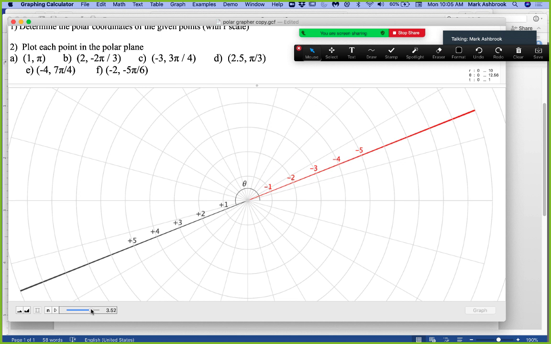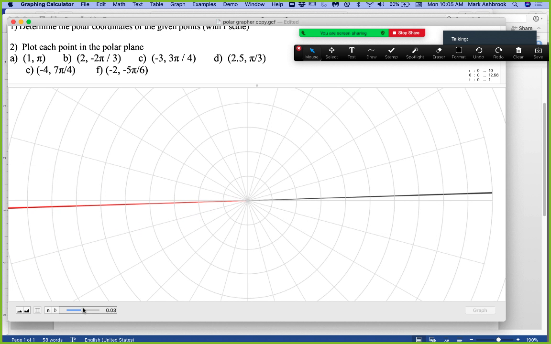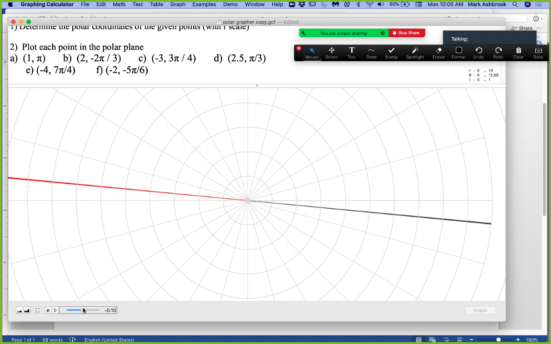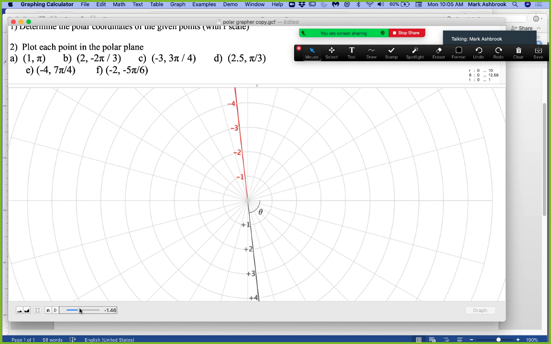Negative theta values, so here's 0. Negative theta values go in the clockwise direction from the x-axis to define positive r. So here's a negative angle of 1.97 radians. And so then positive values of r will take you here in the third quadrant for the angle measure, negative 1.97.